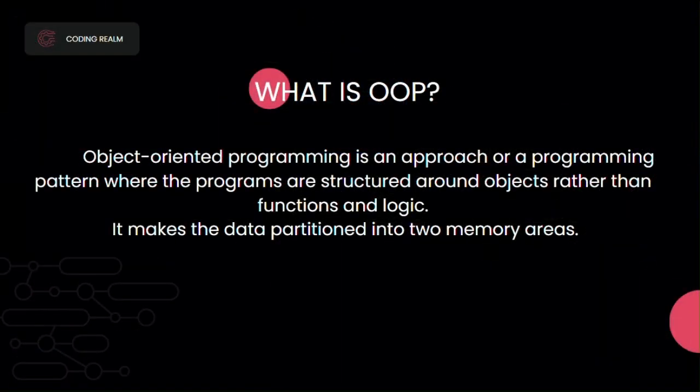Object-oriented programming is an approach or a programming pattern where the programs are structured around objects rather than functions and logic. It makes the data partitioned into two memory areas, meaning data and functions, and helps make the code flexible and modular. Object-oriented programming mainly focuses on objects that are required to be manipulated. In object-oriented programming, it can represent data as objects that have attributes and functions.